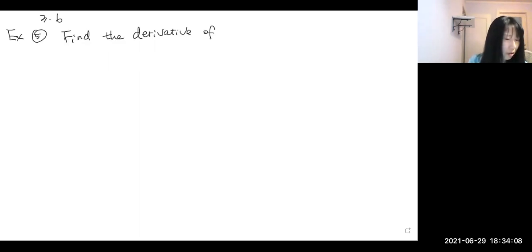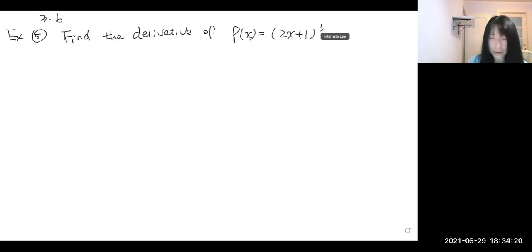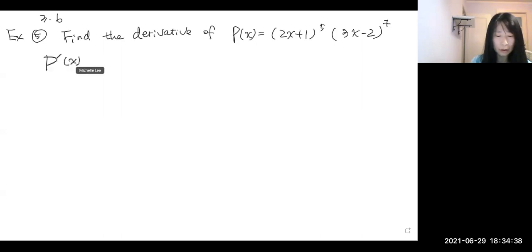I'm using h of x all the time, or p of x. So 2x plus 1 to the 5th power, times 3x minus 2 to the 7th power. All right. How are we going to take the derivative of this one? p prime of x.